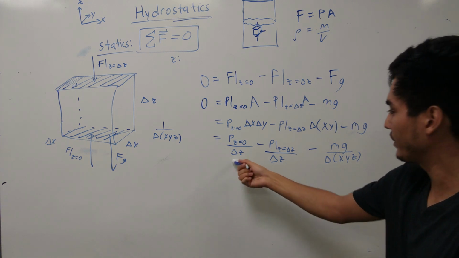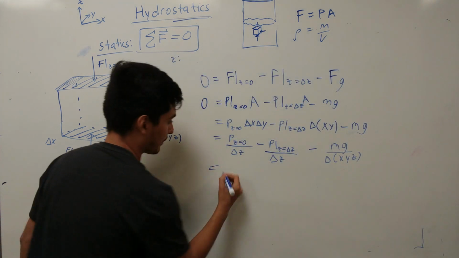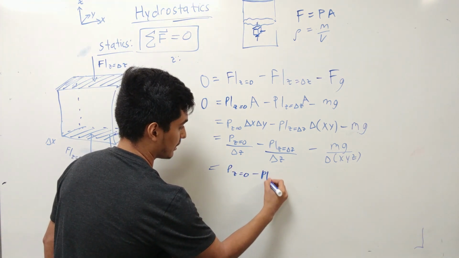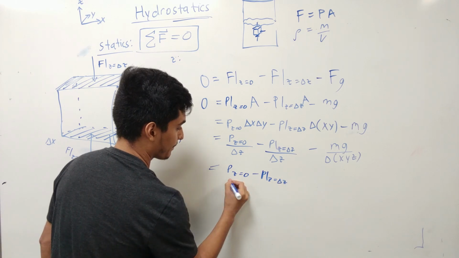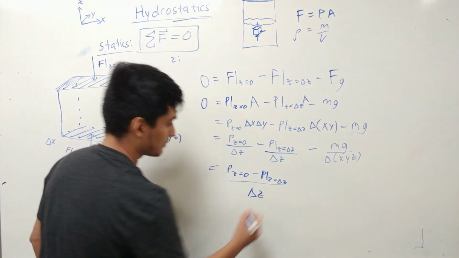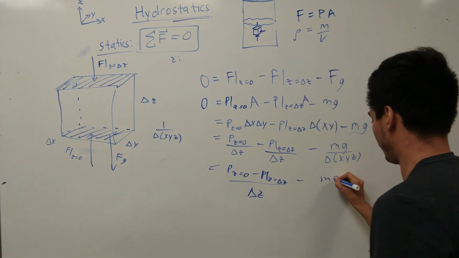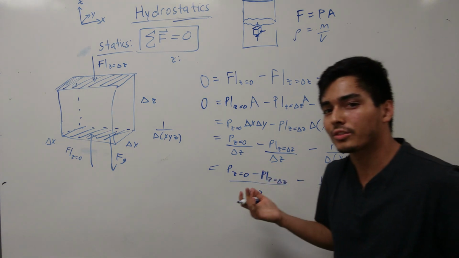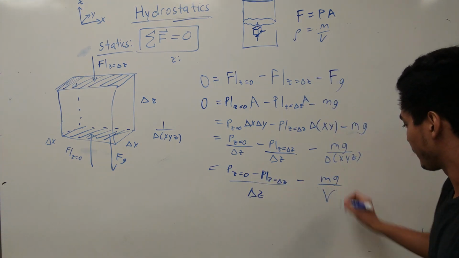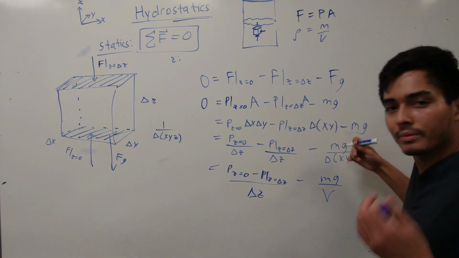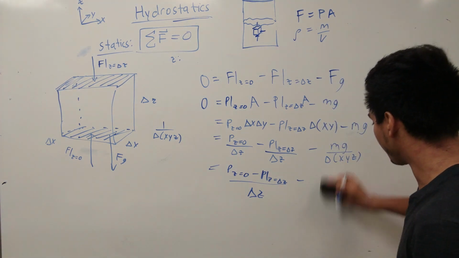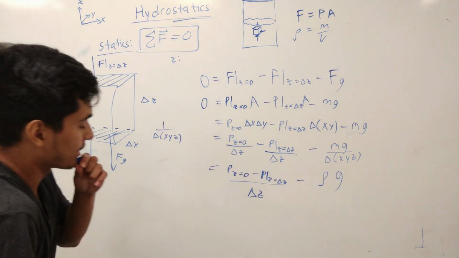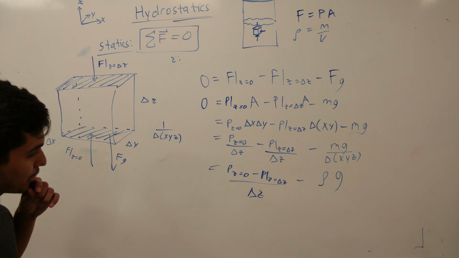Oh, interesting. So now I can factor out this guy. So I'm going to say p at z equals 0 minus p at z equals delta z, divided by delta z, minus mg over, hey, wait a second, delta x, delta y, delta z. Didn't we talk about that in the last video? That's actually what? Volume. Hey, wait a second, mass over volume. You're getting this better than I am. It's going to be rho g.